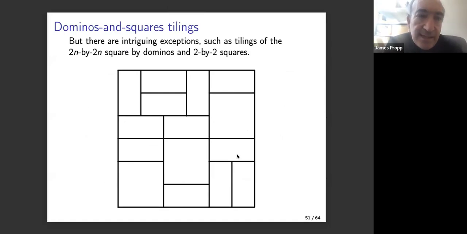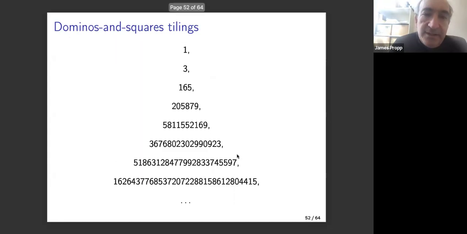So let's look at tilings of the 2n by 2n square by dominoes and 2 by 2 squares. So here you see a mixture of dominoes and 2 by 2 squares. Every 2 by 2 square can be tiled by dominoes in 2 ways, so we're not moving that far away from counting domino tilings. But there's no obvious correspondence with any kind of multiplicity between these and domino tilings. This is not just the number of domino tilings times some extra factor or divided by some extra factor. This is a genuinely different problem, but it feels similar.